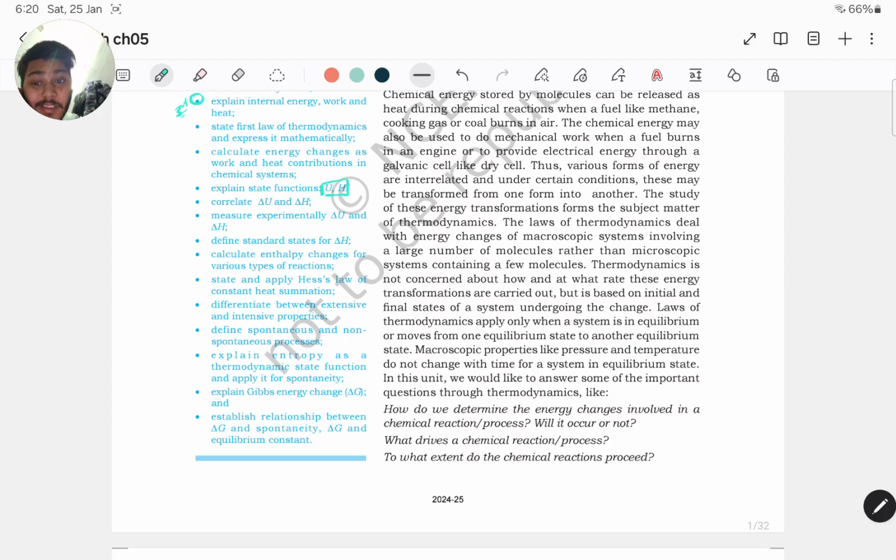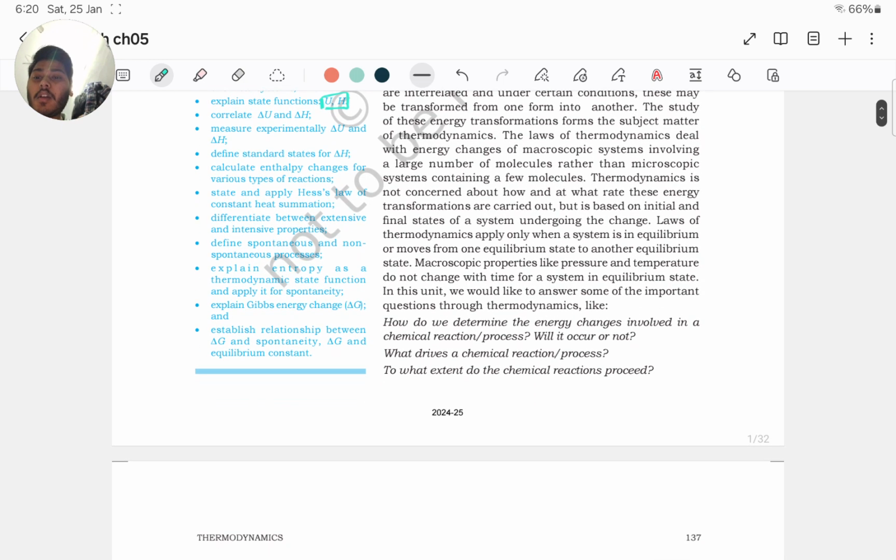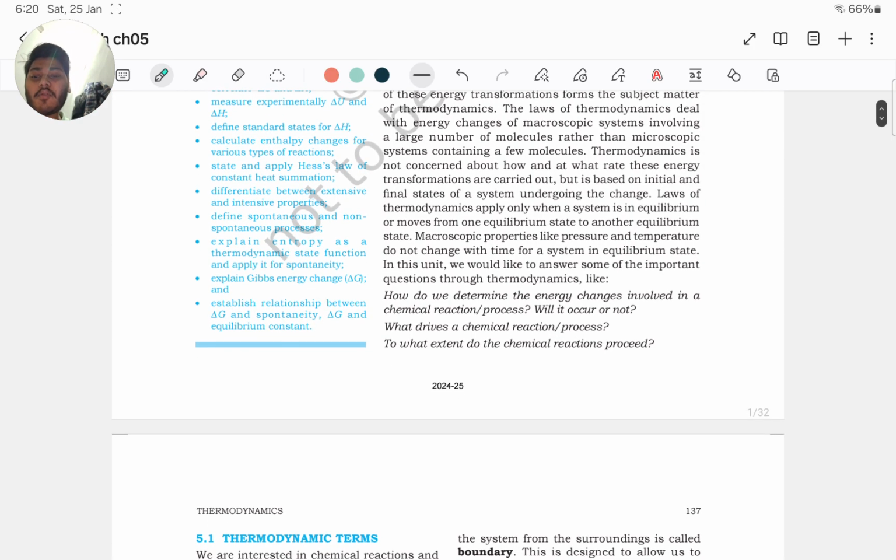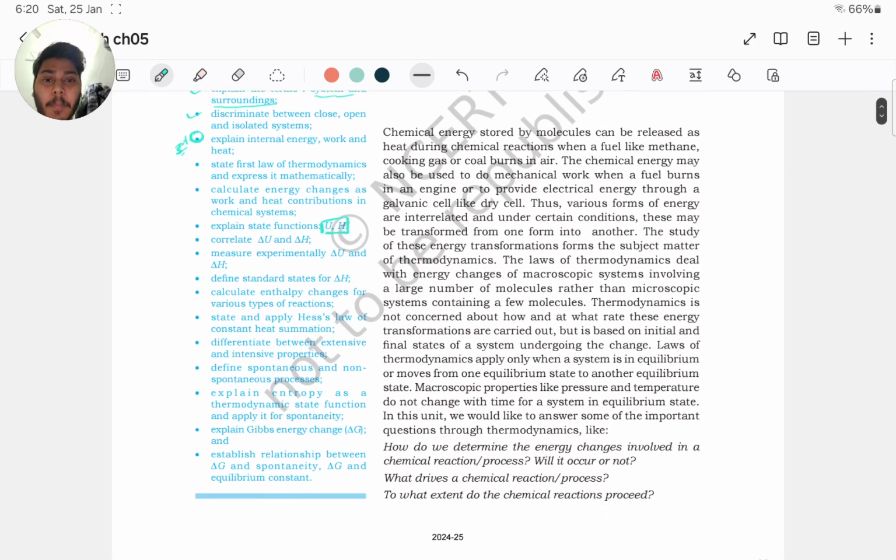Then define the standard state of the enthalpy change, calculate enthalpy changes for the various types of reactions, and many more. State and apply Hess's law of constant heat summation, and explain the entropy and Gibbs free energy. That's the last topic we have to study.